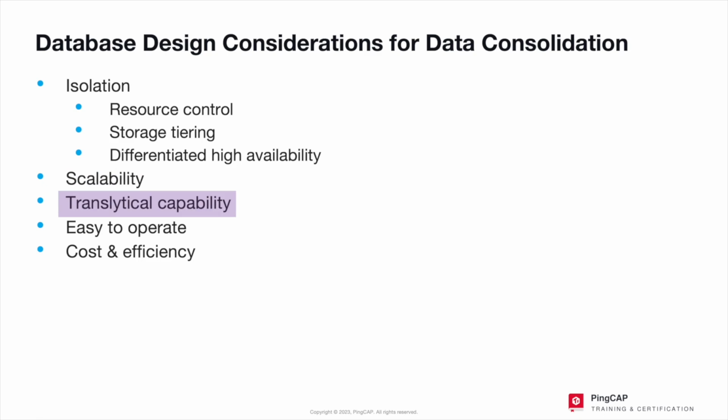Next, we have translytical capability. Okay, Forrester Research made up a word. I think we need to describe it. So translytical describes a new generation of data platforms that combine transactional and analytical processing capabilities within a single system. Traditional single and multi-tenant databases often cannot handle both transactional and analytical business use cases at the same time.